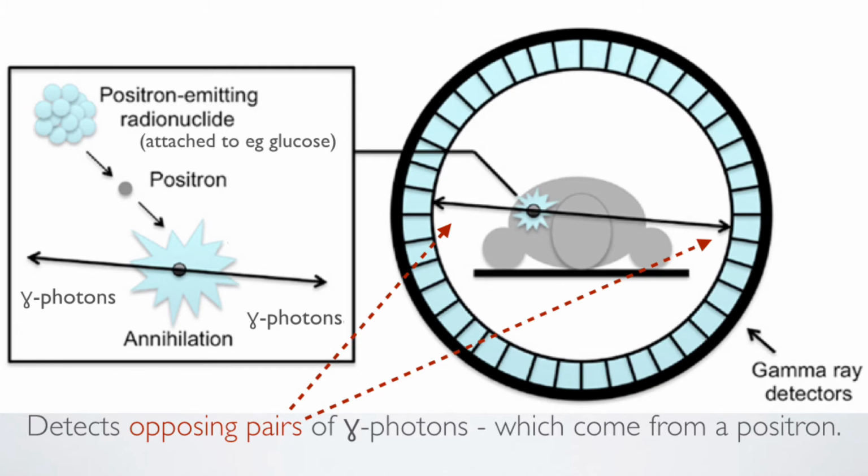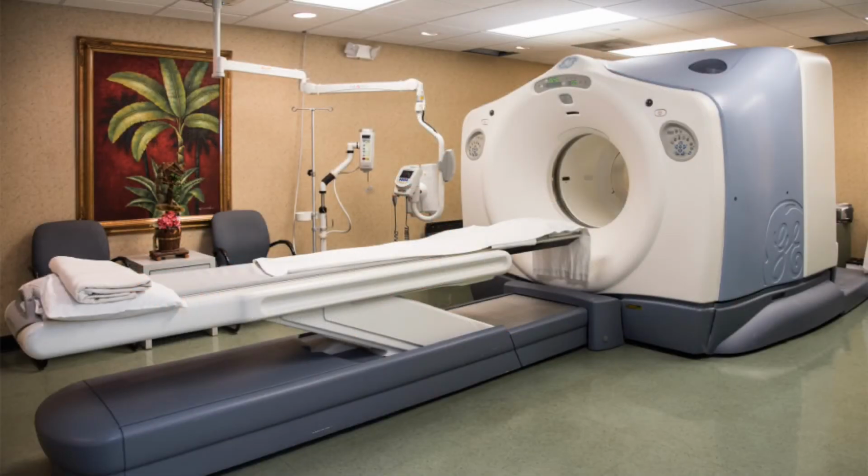So there's an event inside the body where the positron turns into photons, shoots off to its sides, and the camera only detects a signal when both photons hit at the same time. So it detects opposing pairs of gamma photons which come from a positron. The actual machine looks very much like many of our other imaging devices that have to go round in a circle. So it basically looks like a CT machine, but that is what it's doing.